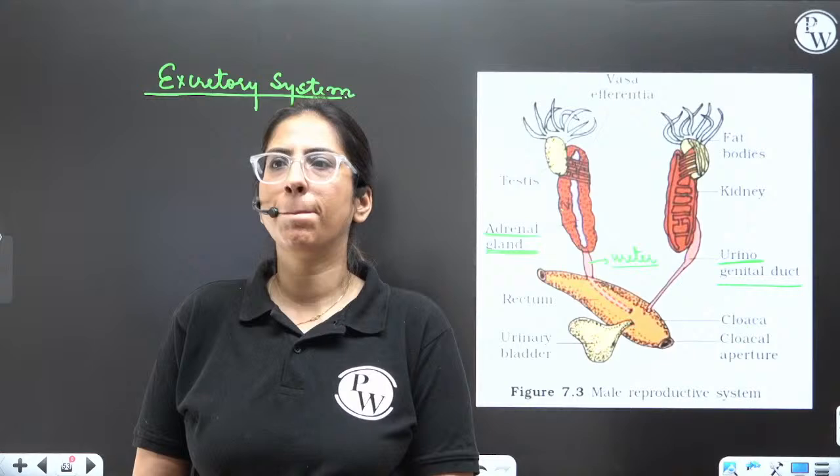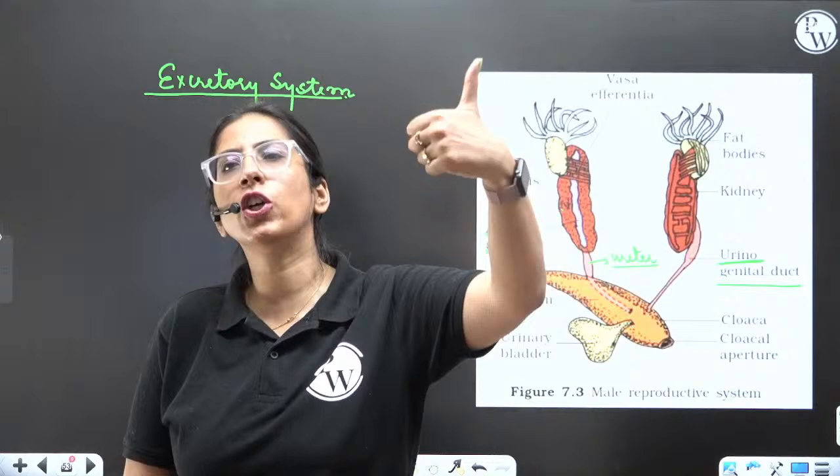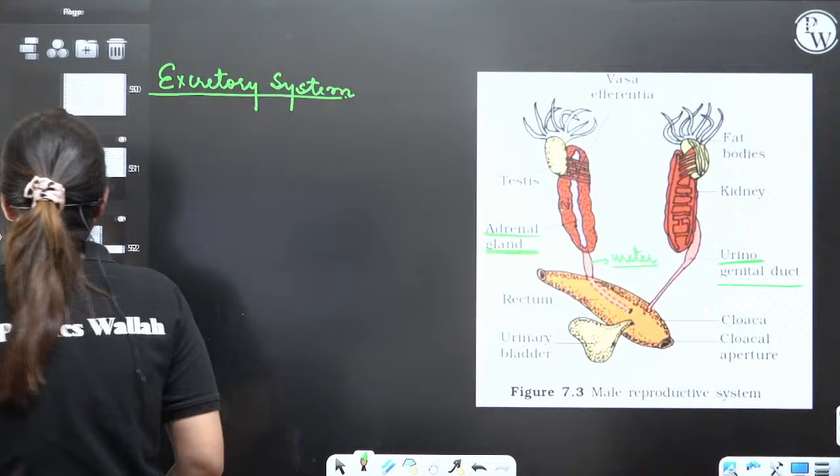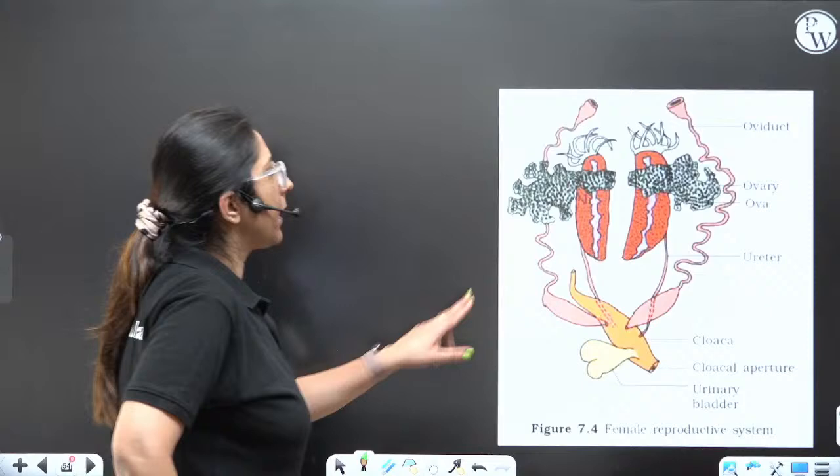Done? Now, frogs are ureotelic. Now, let's move on to the excretory system in case of female. Can you see kidneys? What is this blue structure? Adrenal gland.